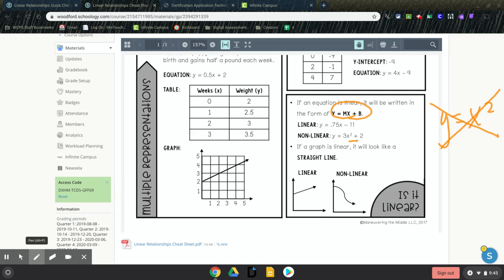Non-linear, so here's just another example, 3x squared plus 2. If a graph is linear, it will have a straight line. It will always have a straight line. If it's a curved line, then you know it's not linear. Okay?